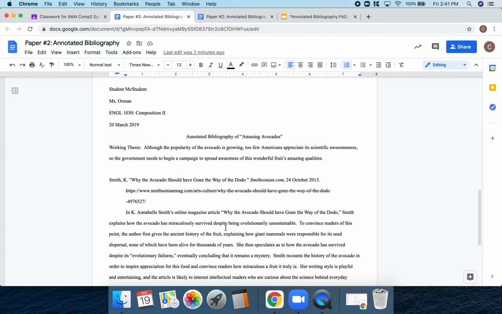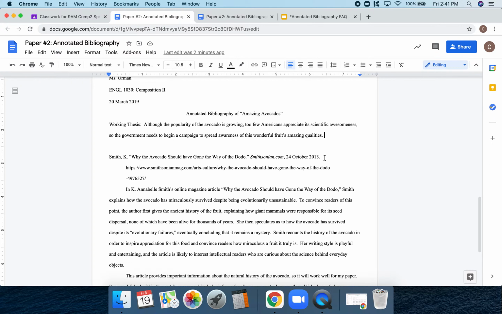It also includes an example of the annotated bibliography here. So you can see, like a regular paper, you will have your MLA heading, you'll have a title, and the title will be annotated bibliography of blank, whatever your particular topic is at this point. You will include a working thesis here, so your thesis, or sort of your preliminary thesis, although that will change as you continue your research and start to form your argument. And then you will have a list of sources here.